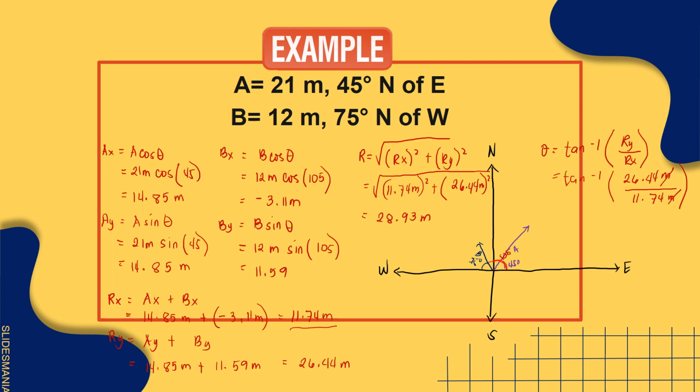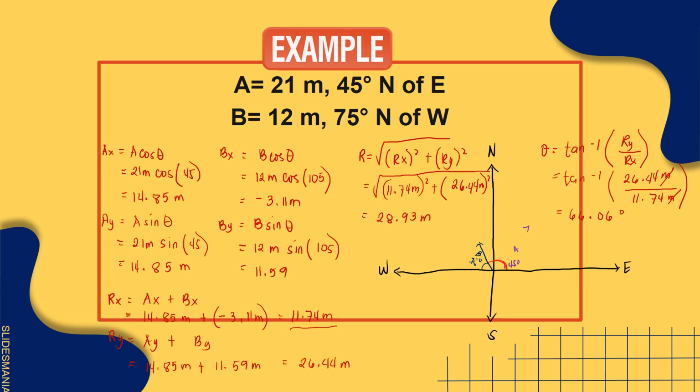So let's compute. Shift tan inverse, 26.44 divided by 11.74. That is equal to 66.06 degrees. Okay, so our resultant vector is equal to 28.93 meters, and its direction is 66.06 degrees. Therefore, we are now ready to illustrate the resultant vector. So from east going to north, that is 66.06.